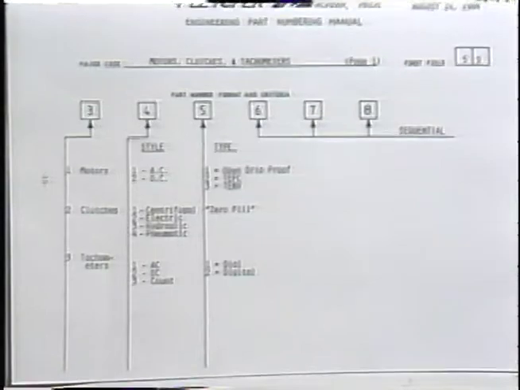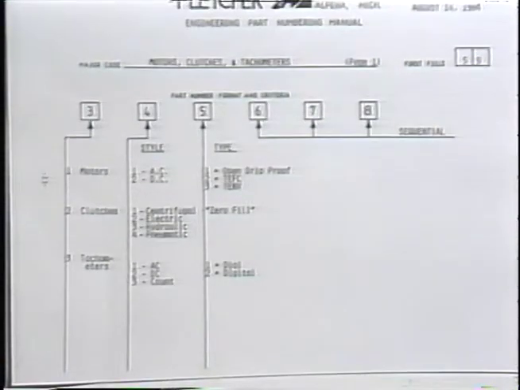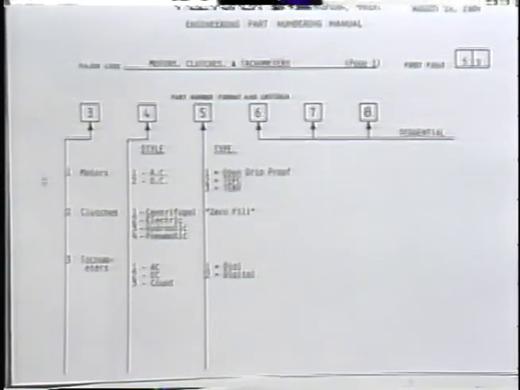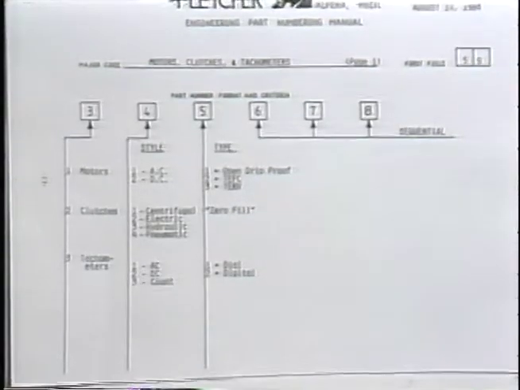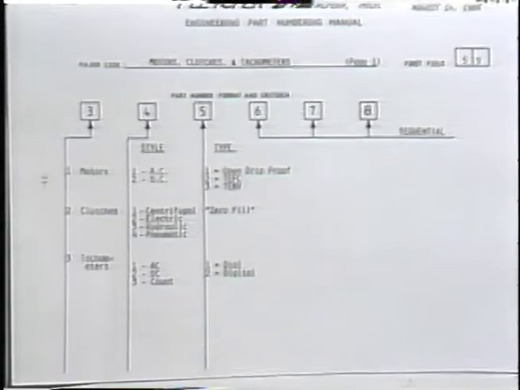And then we go down into clutches, and we have the 4 different types of clutches. And since there is no type for clutches, they zero fill it. And then we would go ahead and assign the straight sequential numbers and continue onward. Now, moving on to page number 24, we're going to get into the development of the description for motors.